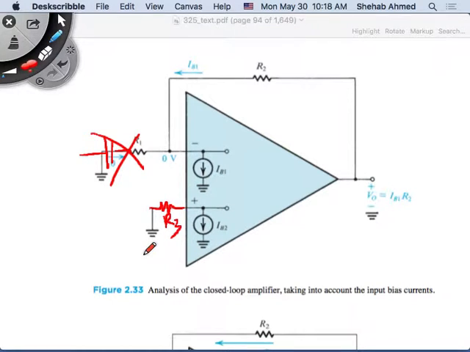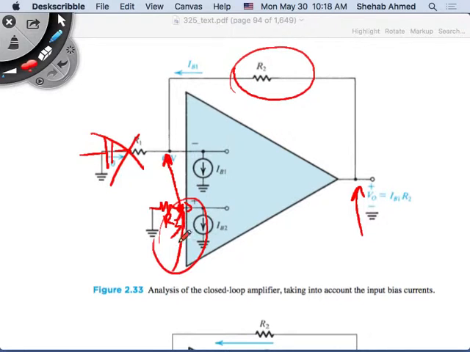I added the resistor R3, so current will flow. This current is flowing. IB2 will flow, meaning there's a voltage at this node. And since I have feedback, the voltage at this node and the voltage at this node are equal to each other. This is not 0 volts anymore. So the output voltage now is not IB2 times R2, right? It's IB2 times R2, the voltage drop across this resistor, plus this voltage due to the presence of R3, right?